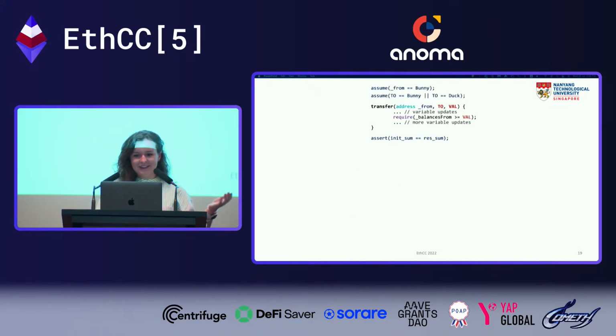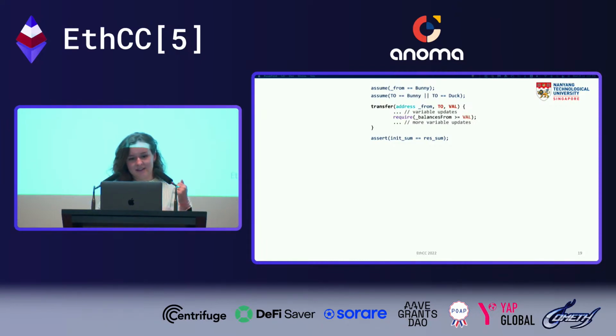So what happens if we symbolically execute our example? For simplicity, let's assume that Bunny is always the sender. It will limit the number of paths that we have in this presentation. And the recipient can either be Bugs Bunny or it can be Daffy Duck. Val corresponds to the amount being transferred, and it can be any unsigned integer.